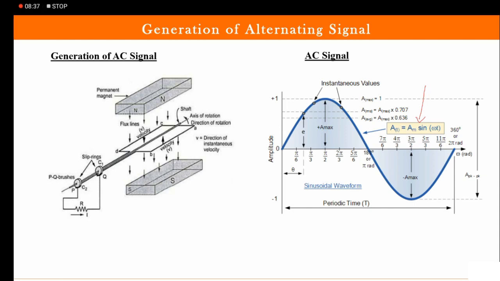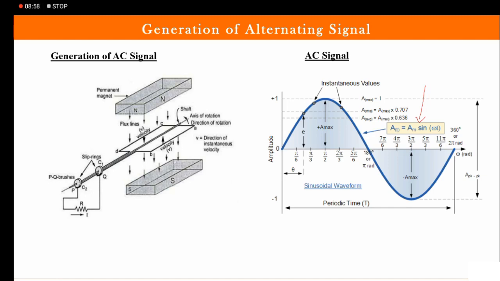Then this A of t is represented as Am sin omega t. So if I wish to write the same equation for current, it would be i of t is equal to Im sin omega t, or if I want to represent this as a voltage equation, I would write it as v of t is equal to Vm sin omega t. Fine. So this is how we represent it.